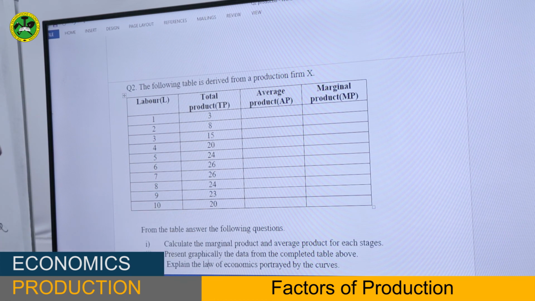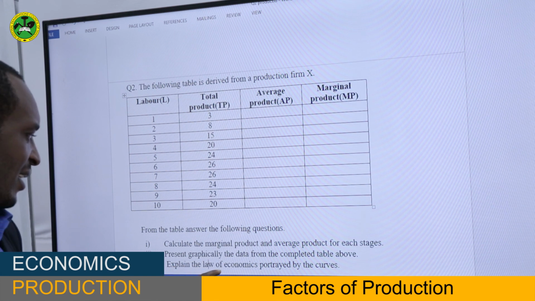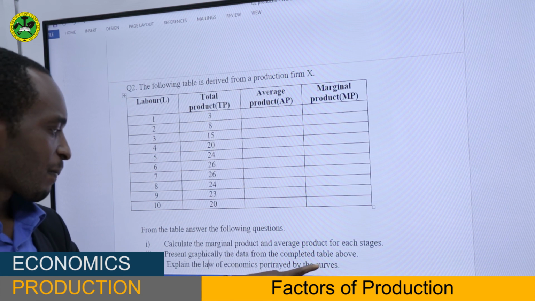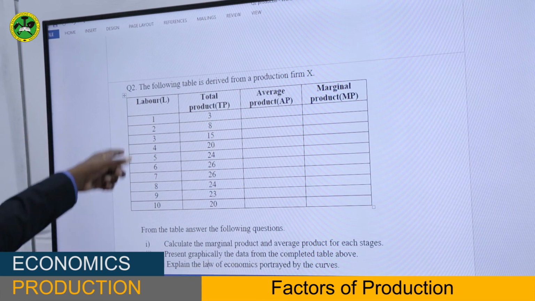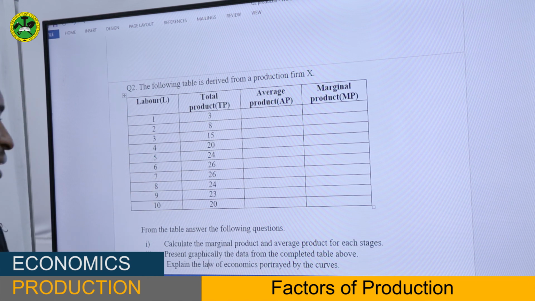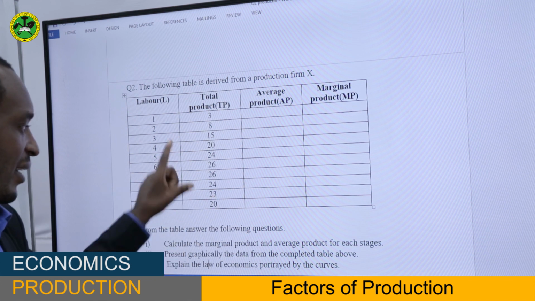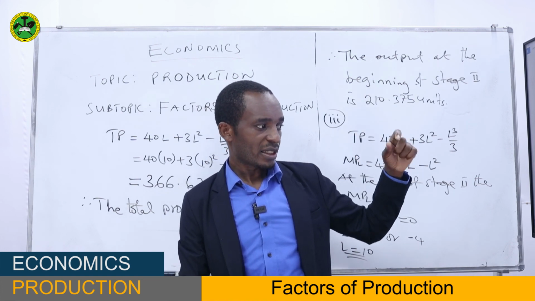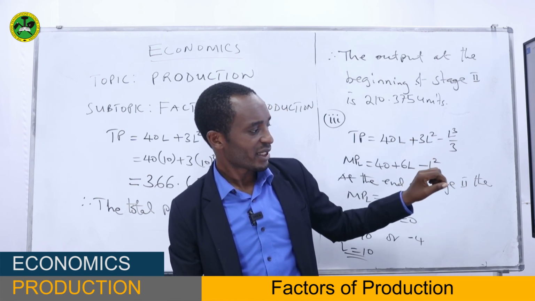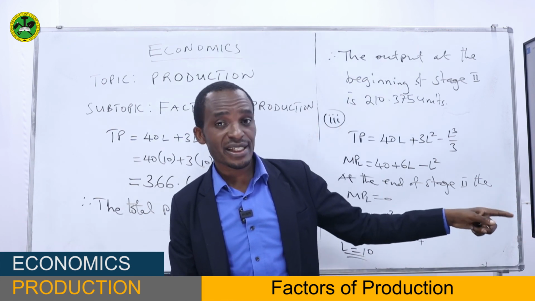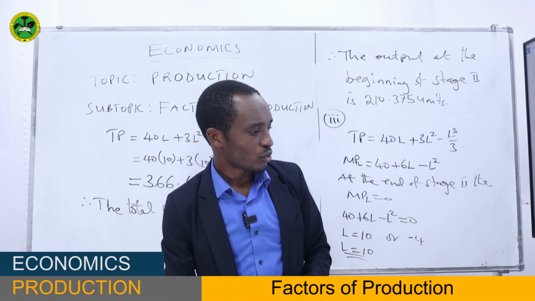Then now, Roman 3, you are asked to explain the law of economics portrayed by the curves. So after drawing the curves, you can state which law is portrayed by that graph. So I hope at the beginning we learned the law of diminishing returns. So that law, you need to indicate where it starts to operate.